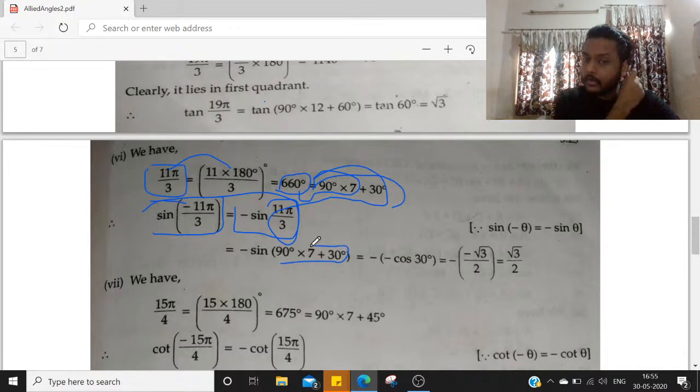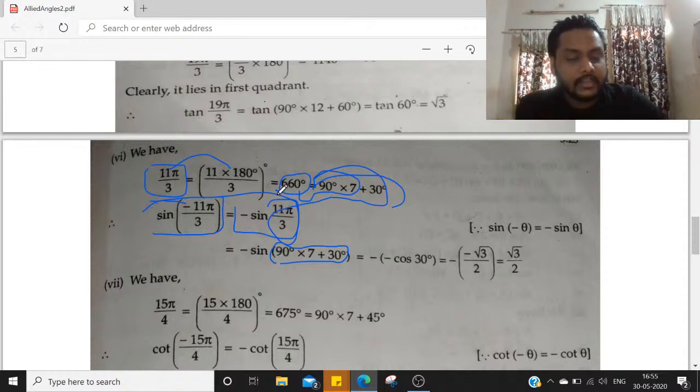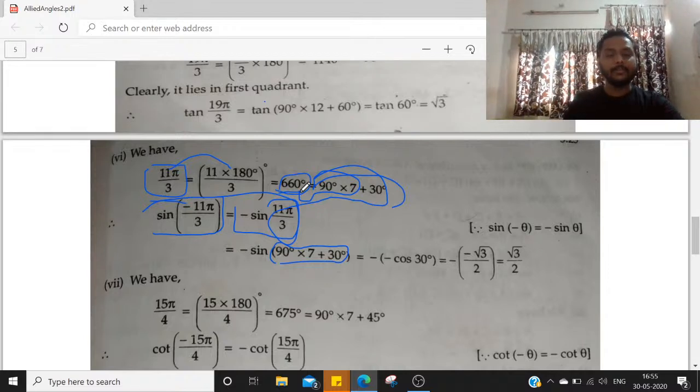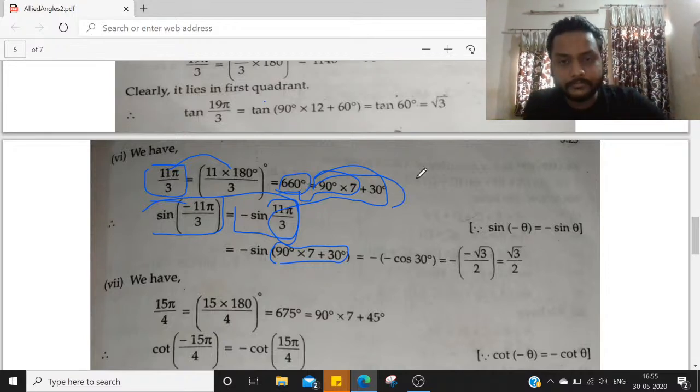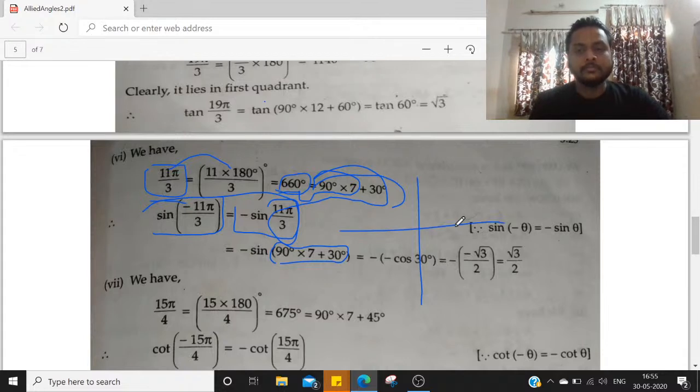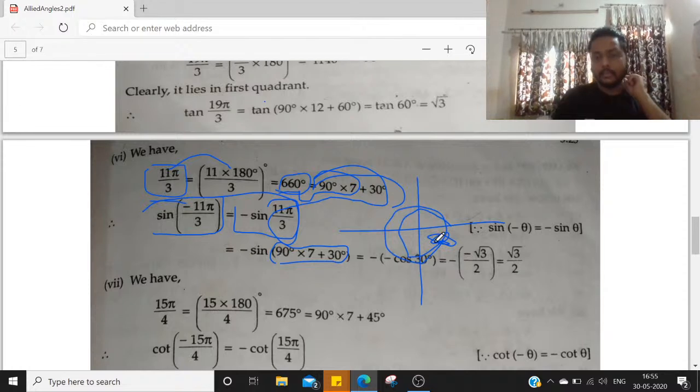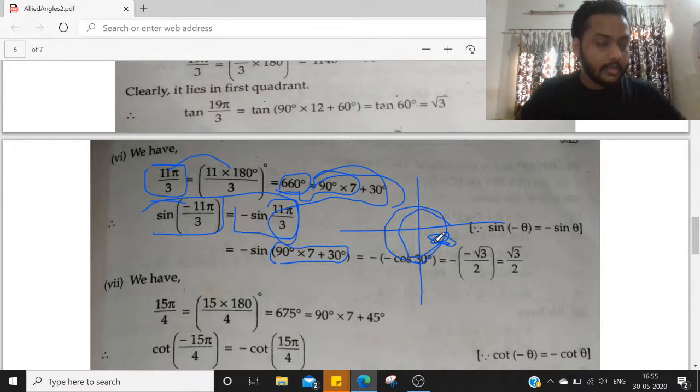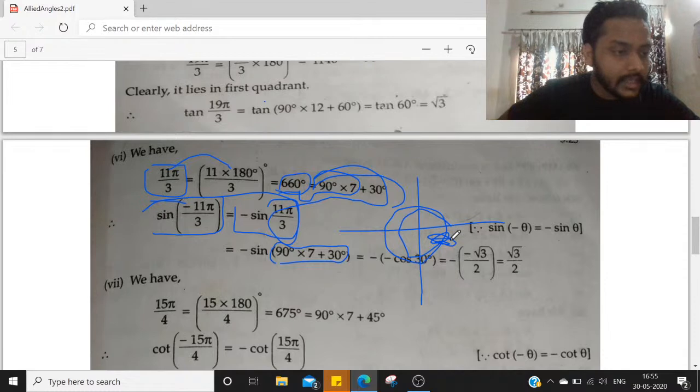Now if you talk about this angle of yours, 90 times 7 plus 30, the angle is 660. And this 660 angle is lying in what quadrant? This 660 angle, if you see, which quadrant is it lying in? Look carefully. You have 90 times 1, 2, 3, 4, 5, 6 and 7. So your 90 times 7 plus 30 is lying in the fourth quadrant, because the angle you are talking about is lying in the fourth quadrant. Now what you need to do? Now you need to say what the sign is in the fourth quadrant.